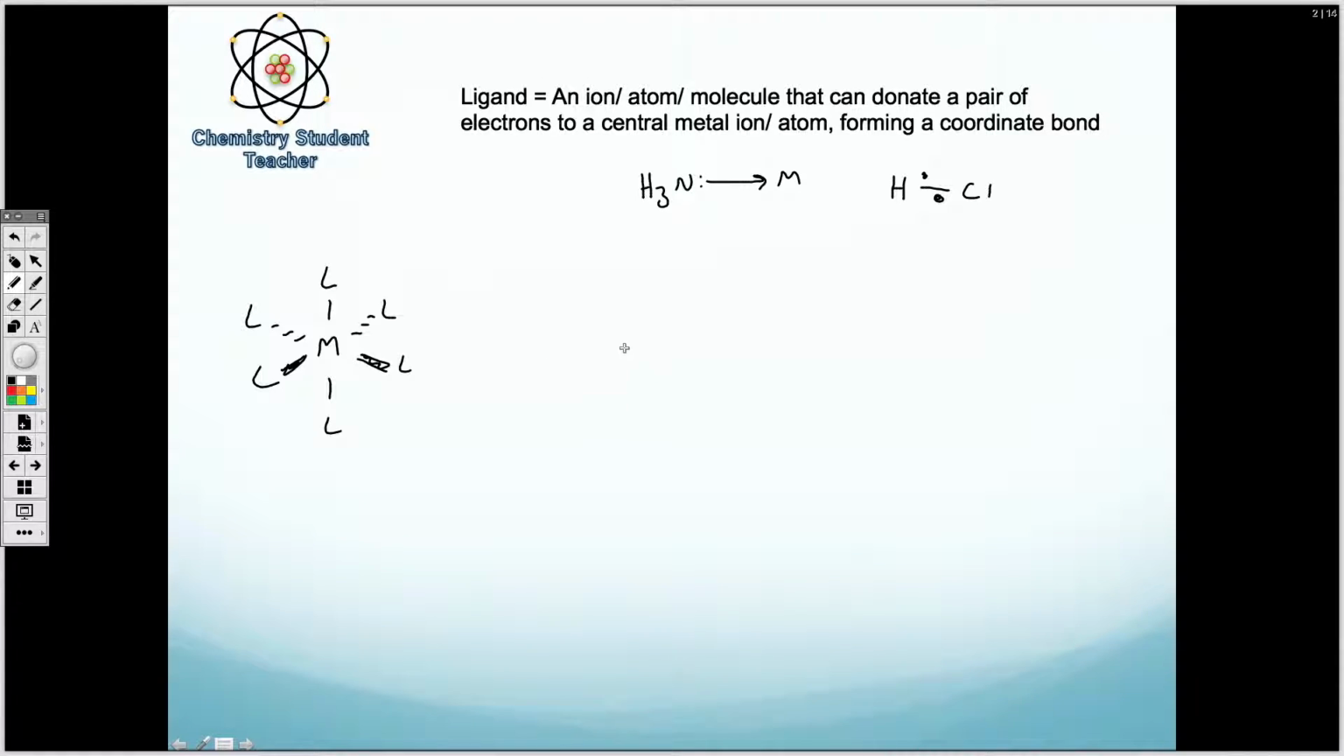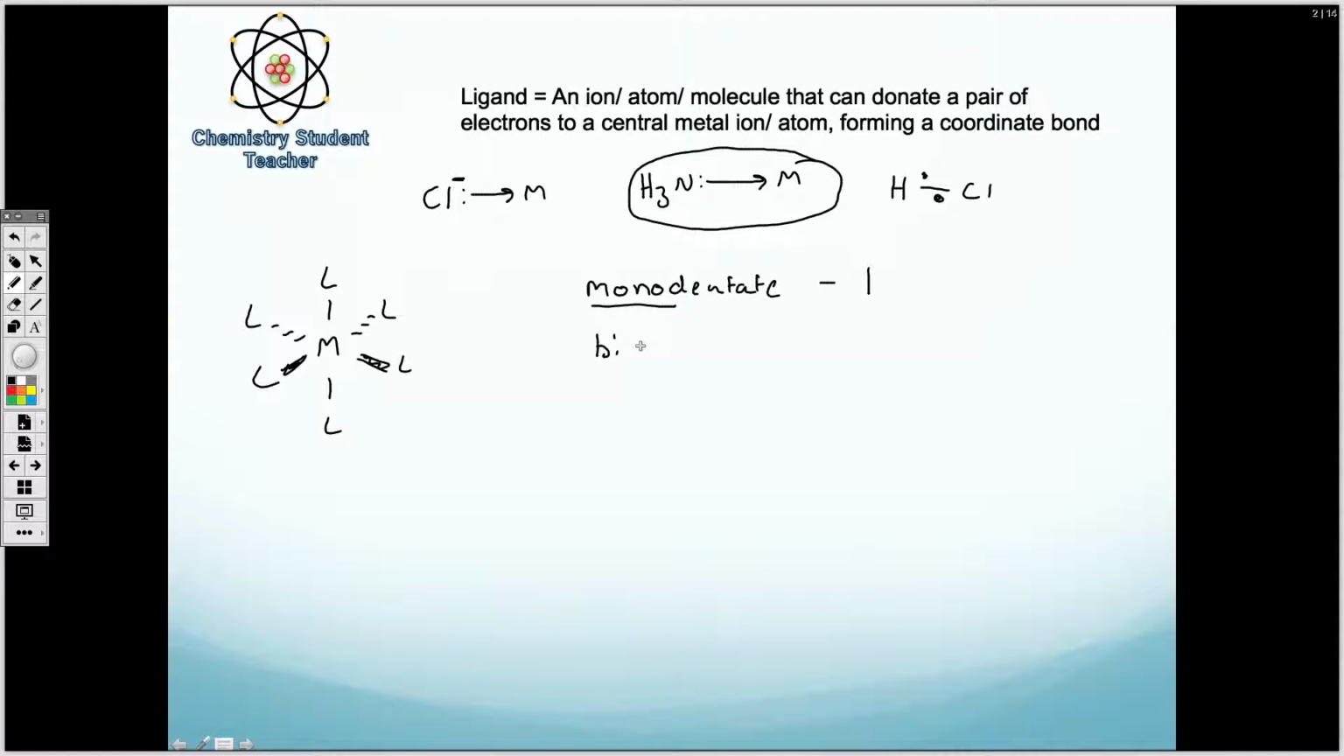Okay, a bit of terminology now. Monodentate, bidentate, and multidentate. Well, monodentate has the word mono in front. Mono means 1. What this means is you have a molecule just like this here that's only forming 1 coordinate bond. Another one would be Cl-, a lone pair on there can form 1 coordinate bond with the metal.